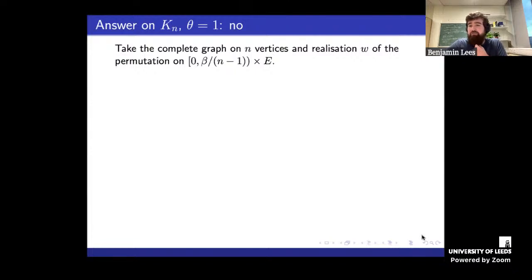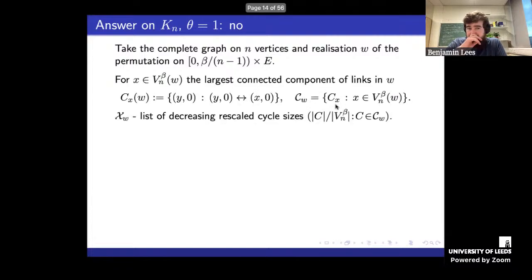Well, there are some definite answers. The first one is a negative answer. If we're on the complete graph with theta equals 1, the answer is no. So let me take the complete graph, and I'll take my Poisson process on the time interval like beta over n. So beta over n minus 1, just to have the right number of neighbors.